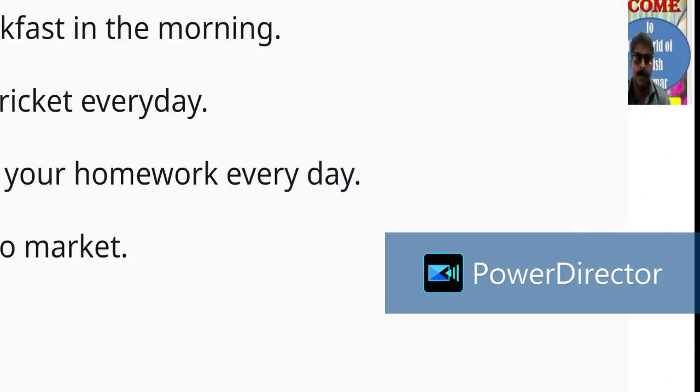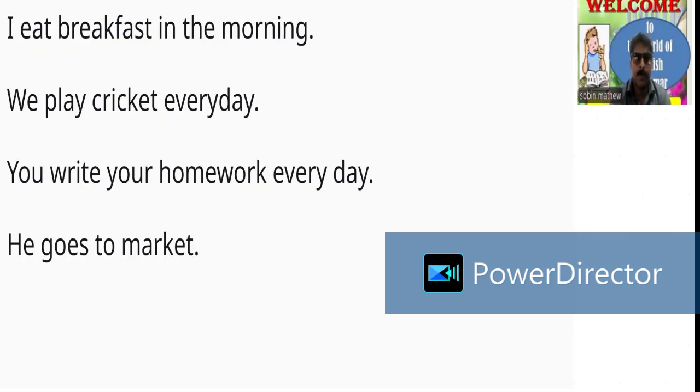Then the teacher asked Siddharth, "Can you give me an example sentence using the subject she?" Siddharth gives the answer, "She dances to the music." "That's great, Siddharth. See, we are just using the base form of the verb plus es after the subject she." Then the teacher writes the sentence, she dances to the music, on the whiteboard.